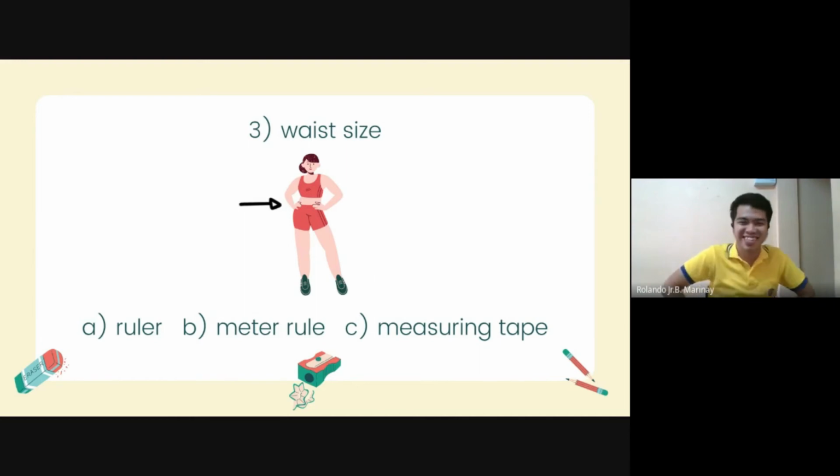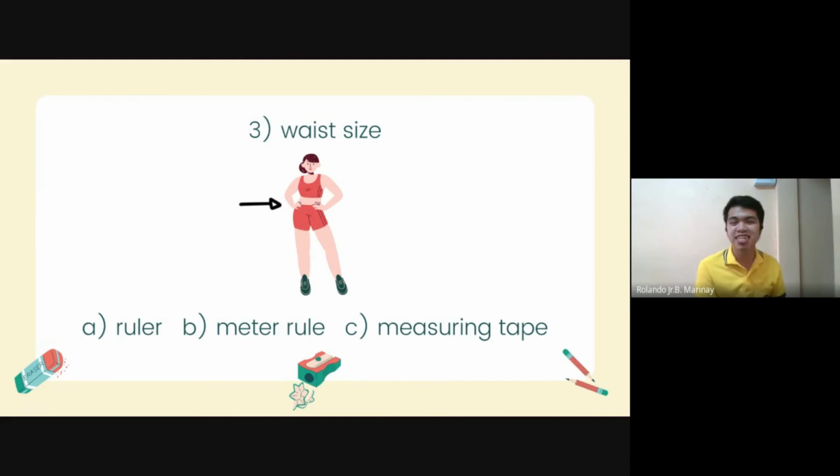Or waist. Is it A, ruler, B, meter rule, C, measuring tape? Okay, Rasa says B. Oh, well, who else? What's your answer? A, B, or C? C. Okay, Smile says C, Stam says C, and the one with no camera says C.